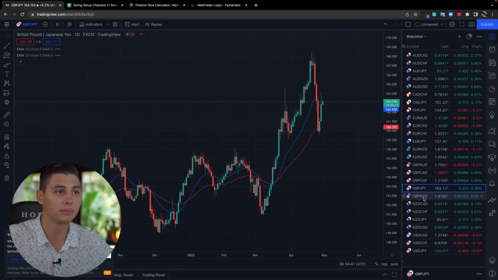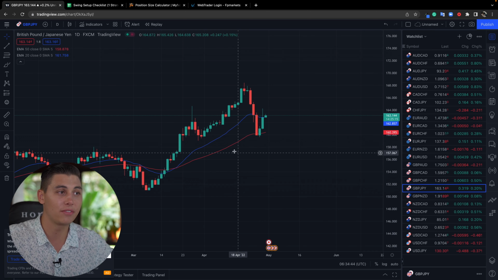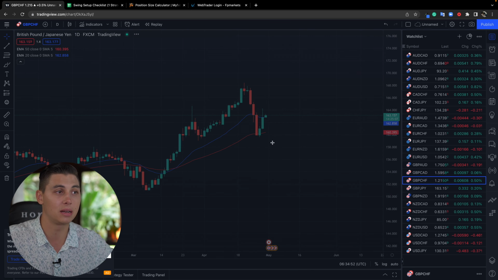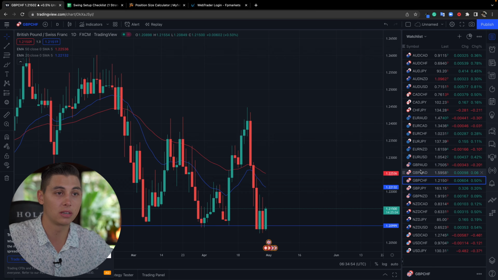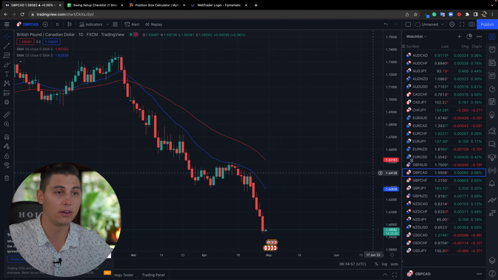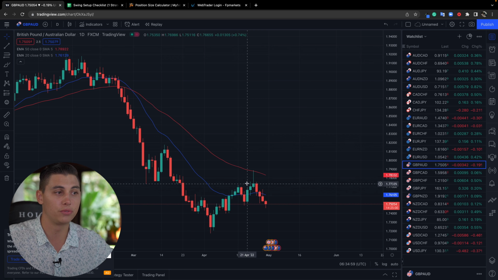Moving down, pound yen. So trading away from that 50 EMA, but it's already begun. We're already too far in. So the entry would have happened somewhere around here. Now we're too far in. Very similar to the last setup here. Oh no, not that one. It was pound CAD. Yeah, we're too far into the run.